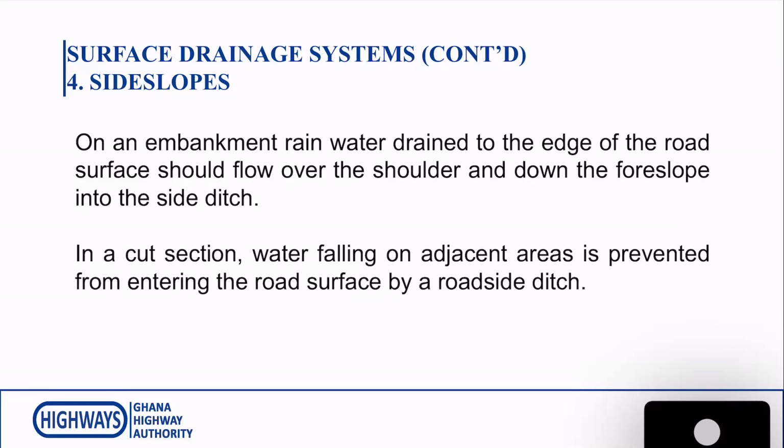Sometimes on an embankment, rainwater is drained to the edge of the road surface and allowed to flow over the shoulder and then down the slope of the embankment. In a cut section, water falling on adjacent areas and on the road is prevented from entering the road surface by using a roadside ditch.